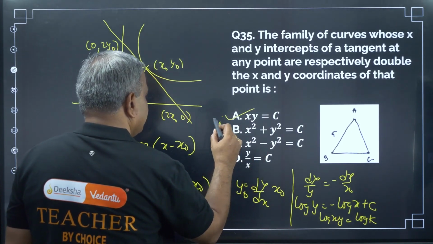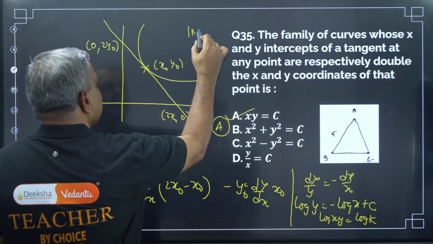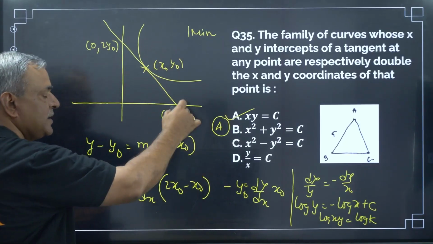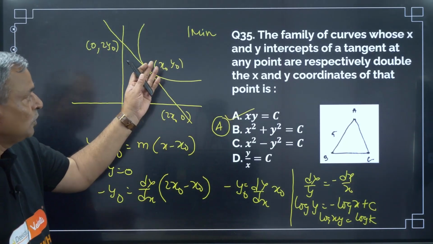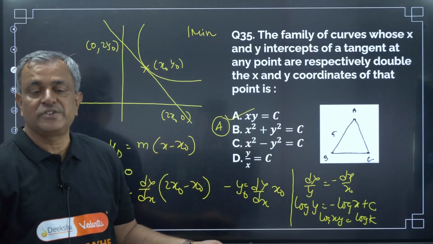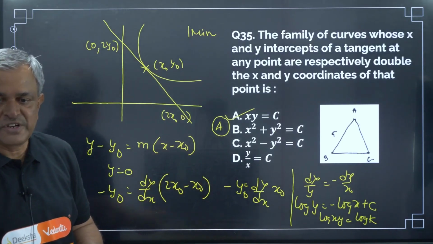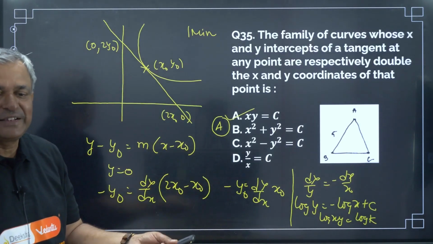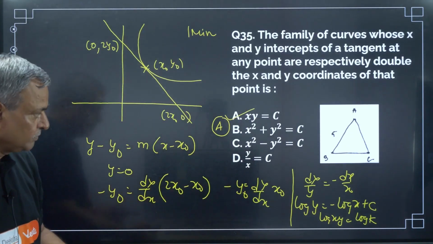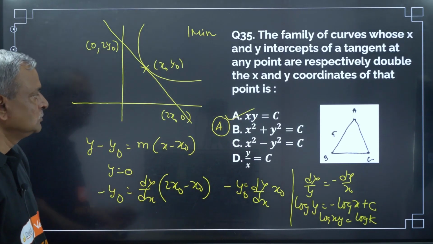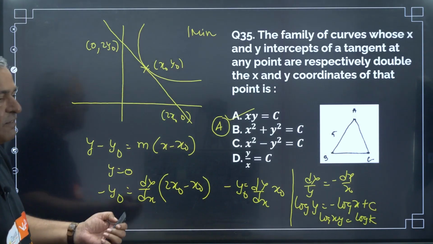Option A. It will take 1 minute of time because you have to think and draw the graph. Of course, I did it very fast, but you have to think what is the question. Some of the students are unable to understand the question language. So that takes a little time to understand the language, draw the graph and do it. Option A is correct. So it will take 1 minute of time.